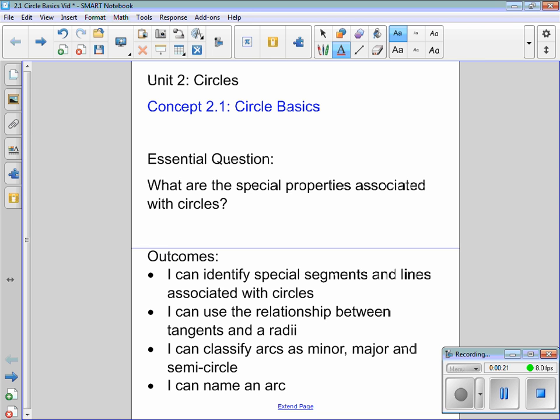This is Concepts 2.1, Circle Basics. These are the things that we want to make sure that we understand. What are the special properties associated with circles? That's what the essential question is for this section.